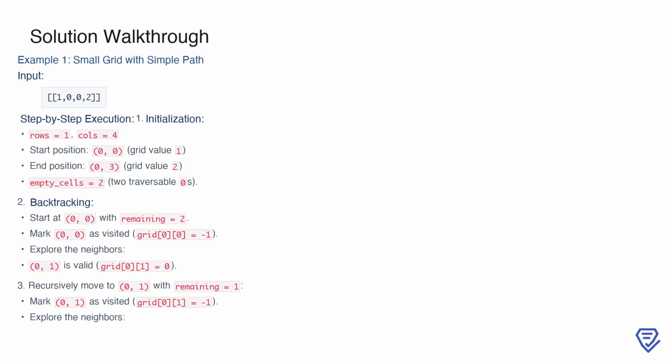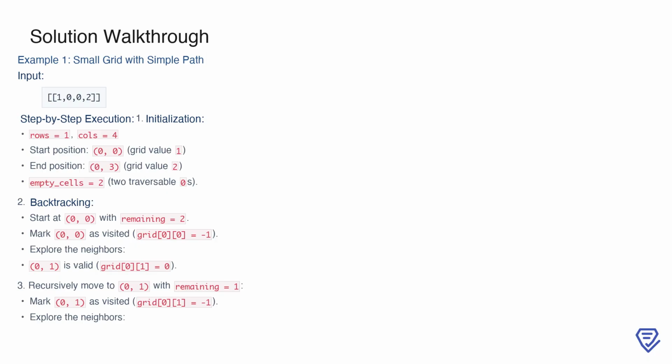Here, we have a small grid as our first example with an input of 1002. The grid has only 1 row and 4 columns. The start position is at 0, 0, where the grid value is 1, and the end position is at 0, 3, where the grid value is 2. There are 2 traversable empty cells, represented by 0s, so empty_cells equals 2. We solve this problem using backtracking.